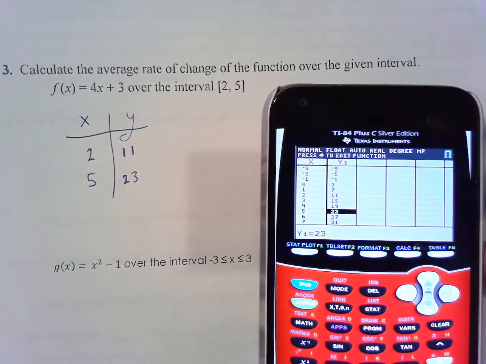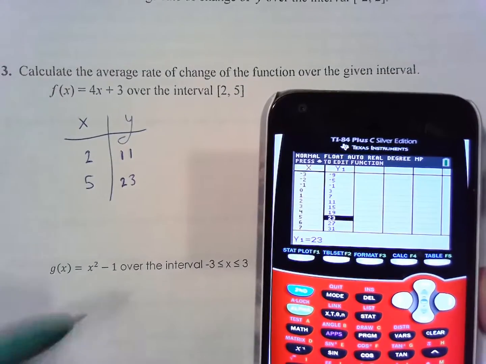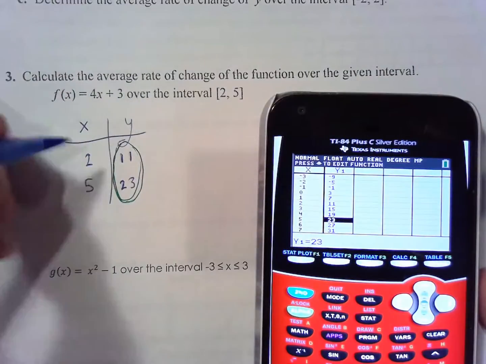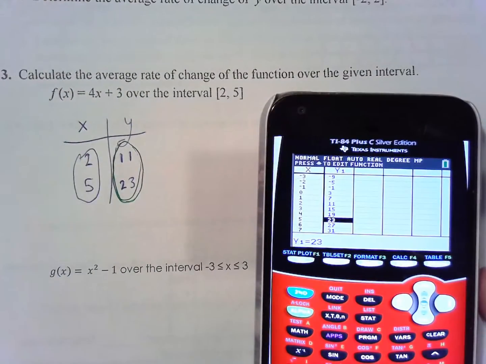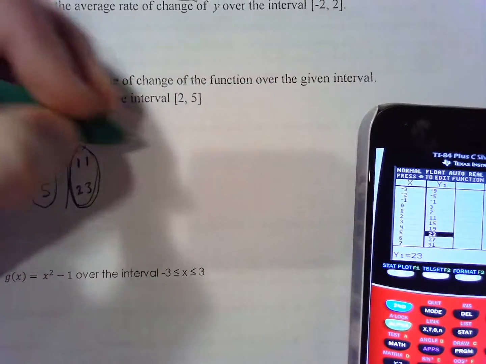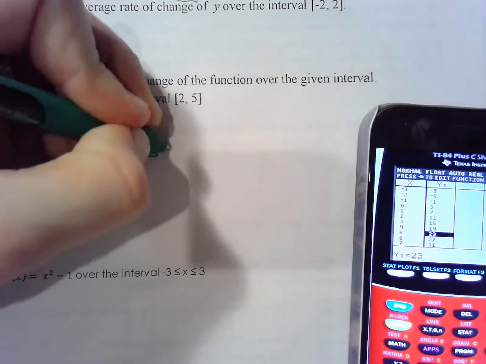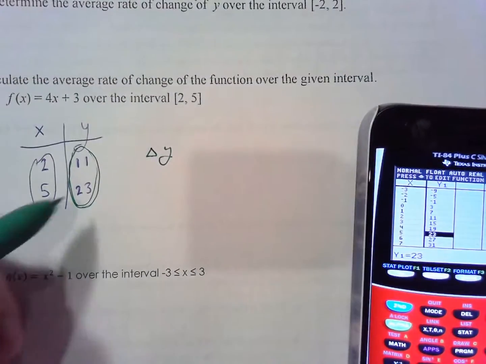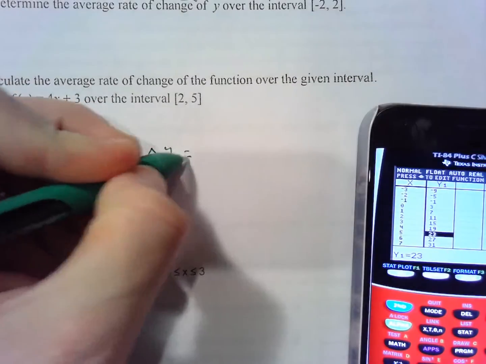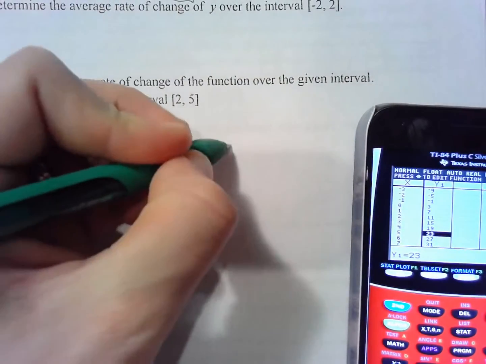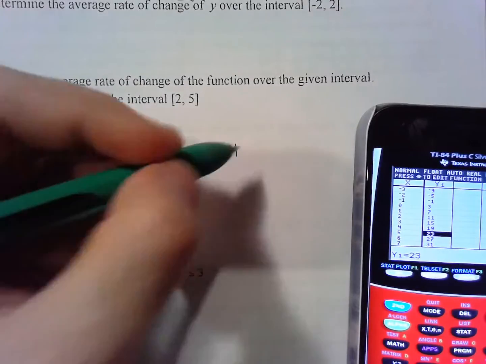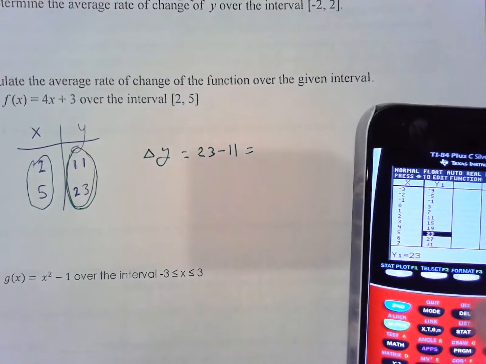And then it's the same idea as always. We're just finding the change in y. So I'm going to find how much I change in my y's over how much I change in my x's. Let's do that one more time here. So I'm going to do my change in y. Change in y is going to be, I'll start with the bigger number. I don't need a negative. I'll start with 23 minus 11. That's how far I need to go from 23 to 11.